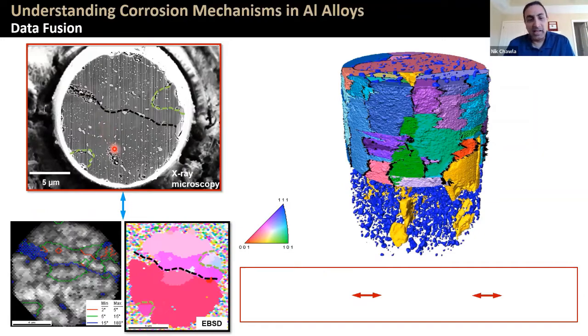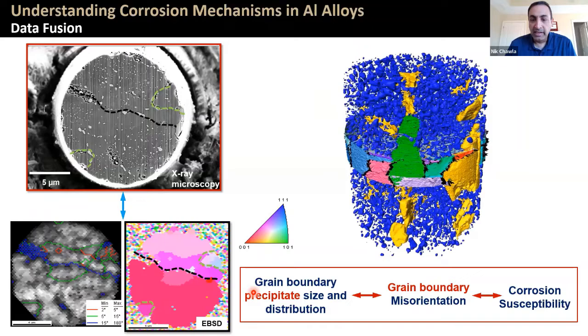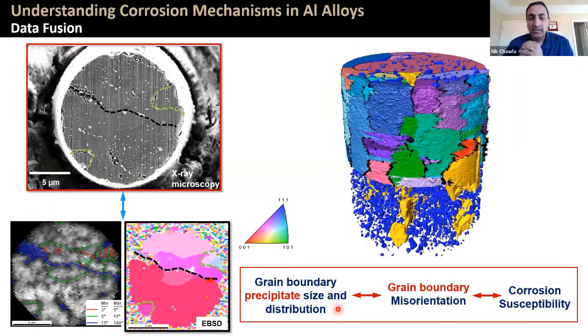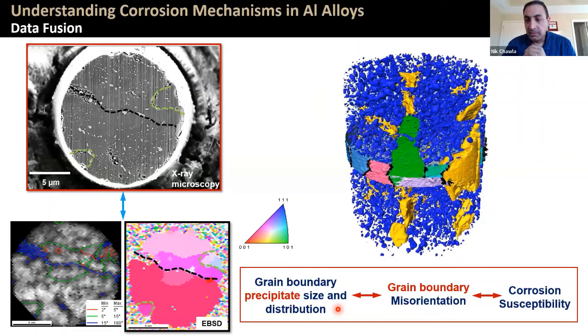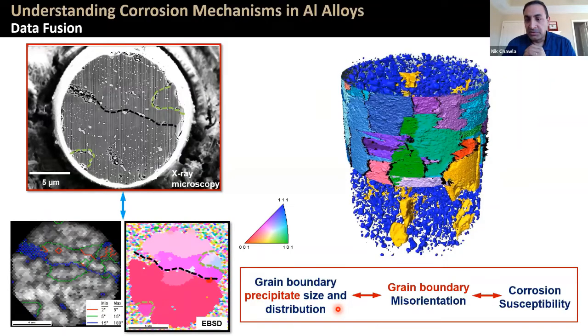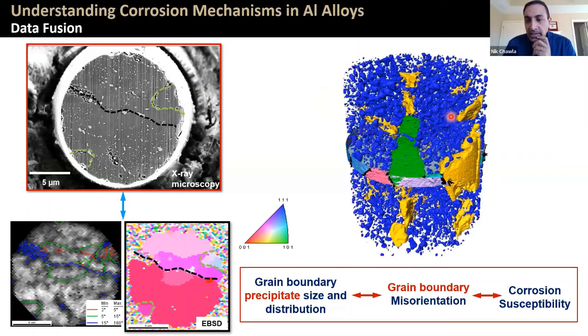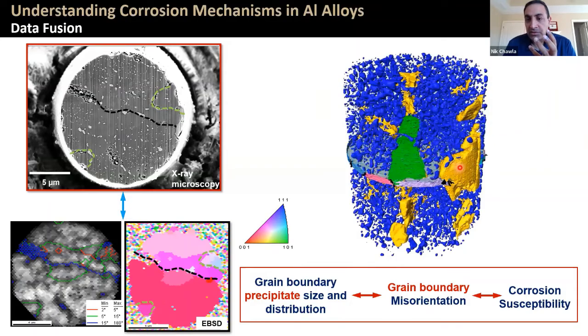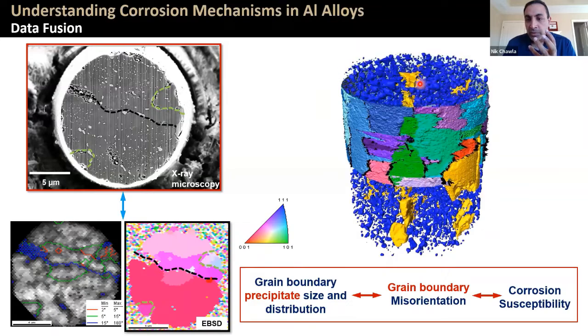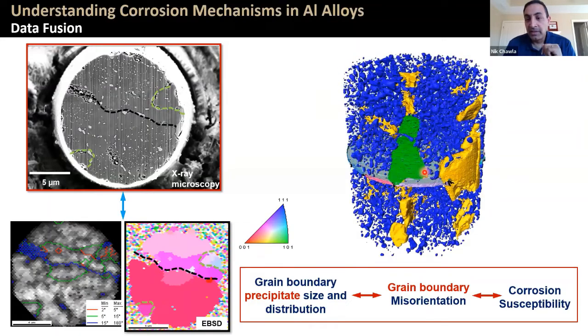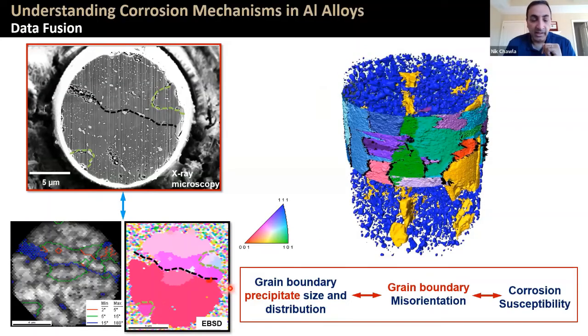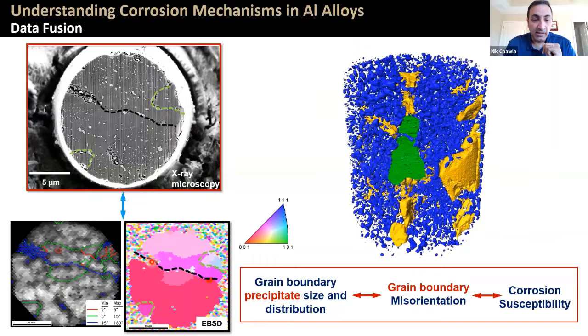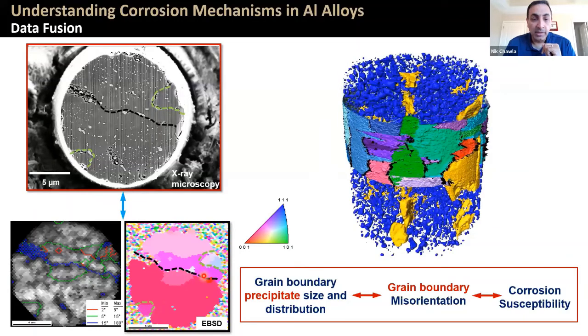And then when we came back to the lab, we were able to then do serial sectioning with the FIB and get grain orientation. And so we're essentially looking at the interplay between grain boundary precipitate size, grain boundary misorientation, and the susceptibility to corrosion. So the blue here are nanoscale precipitates. The yellow are actually larger intermetallic inclusions, red and green. And what's superimposed on top of that is the serial sectioning grain orientation information. So we could actually then conclusively say that the crack is propagating in the region of highest grain boundary misorientation.